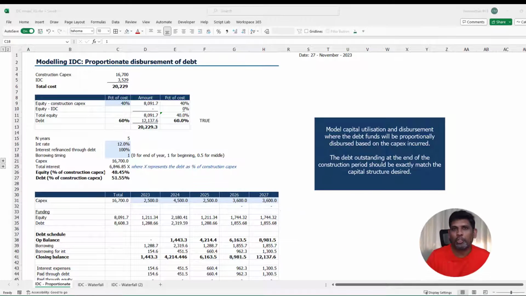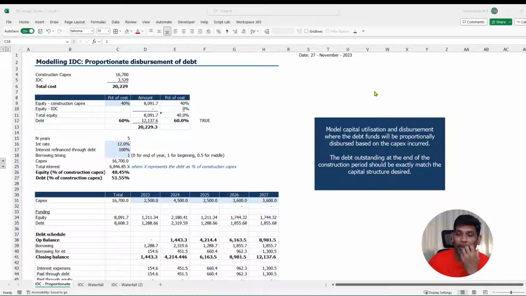I have this solution for two different scenarios. One scenario where the debt and equity are proportionally disbursed together to meet your capex needs. So whenever you incur capex, there's always a certain amount of equity and a certain proportion of debt going in. And the other is where you incur your equity first, all in one go. Once it's exhausted, banks disburse the debt. These are the two scenarios I've modeled here. Let me demo this to you.